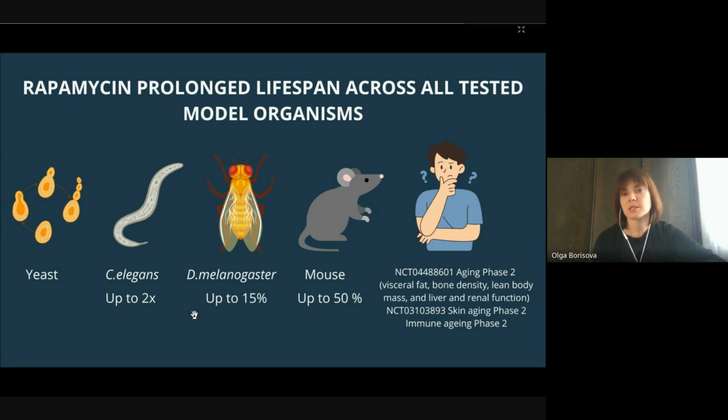It's also interesting. There are some clinical trials now already in phase 2. In these clinical trials, rapamycin is tested specifically for aging. So not like it was FDA approved for graft survival, but for aging: how uptake of rapamycin affects visceral fat, bone density, lean body mass, liver function. So all the systems that get damaged by aging. There are also some clinical trials for changes in skin and for immune aging.